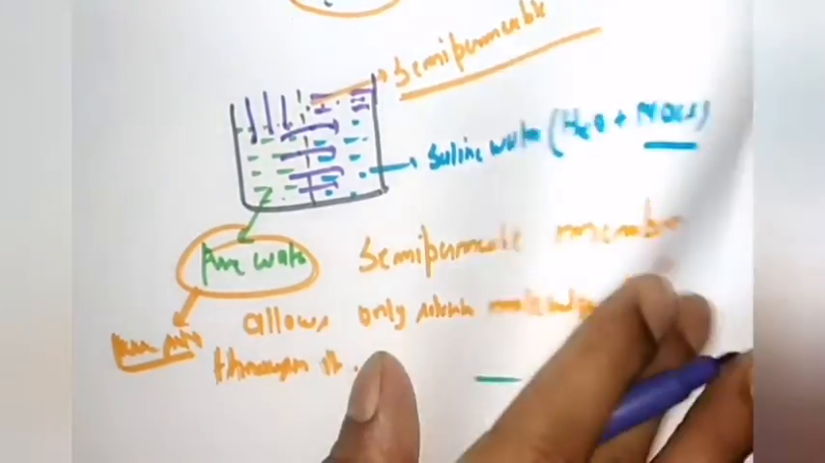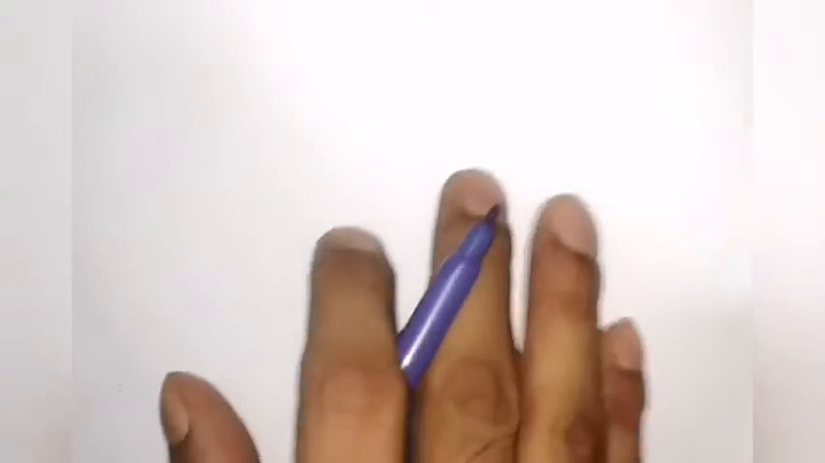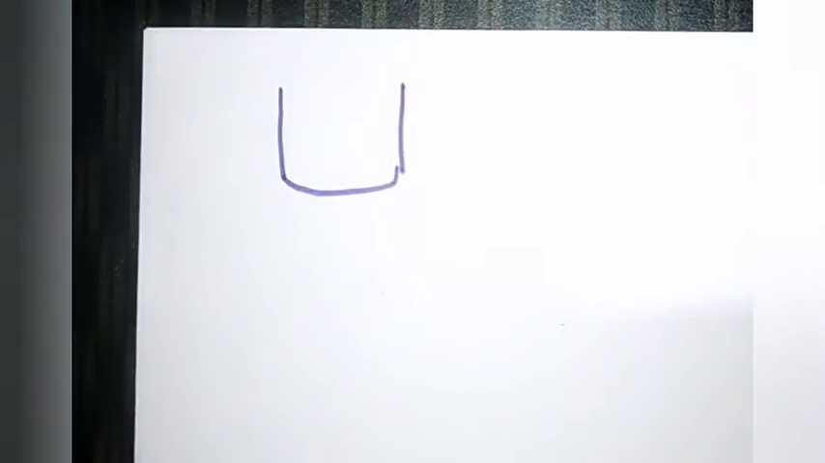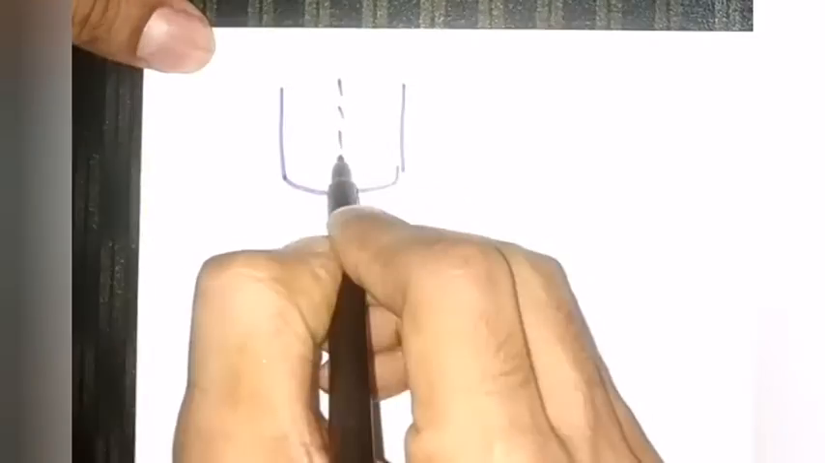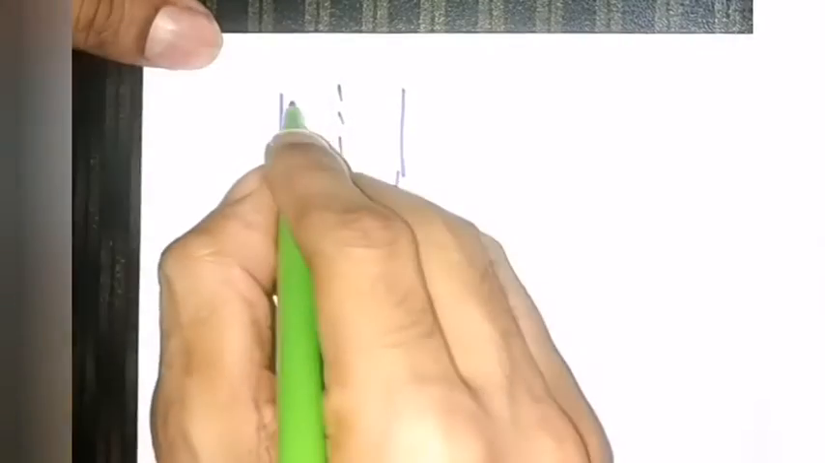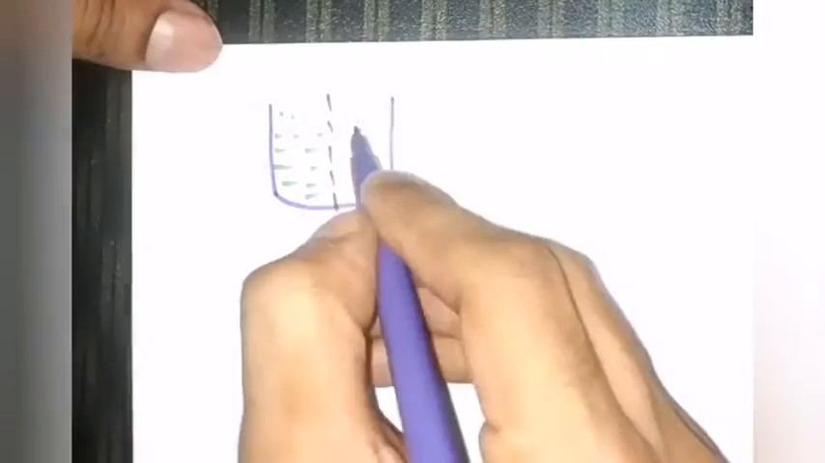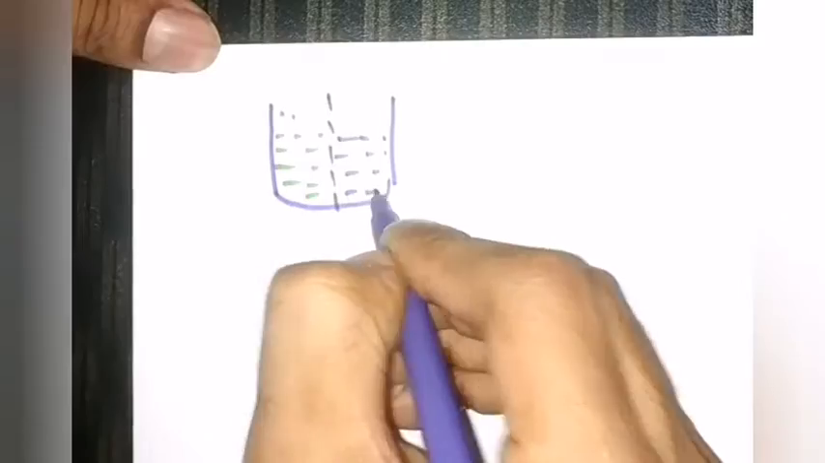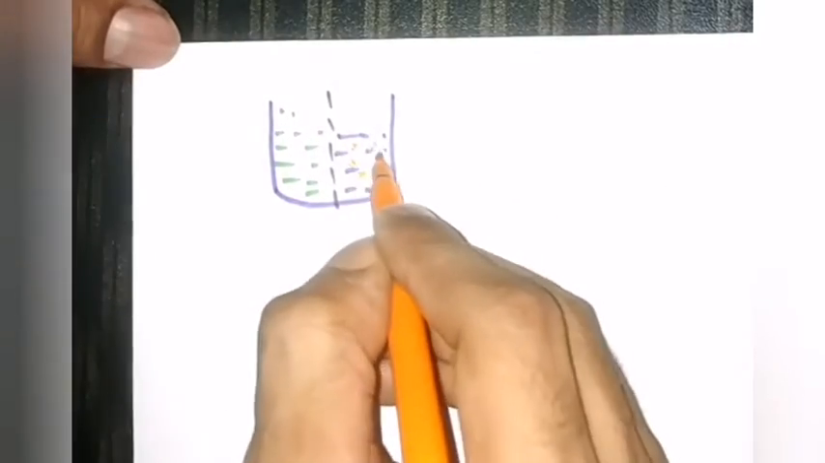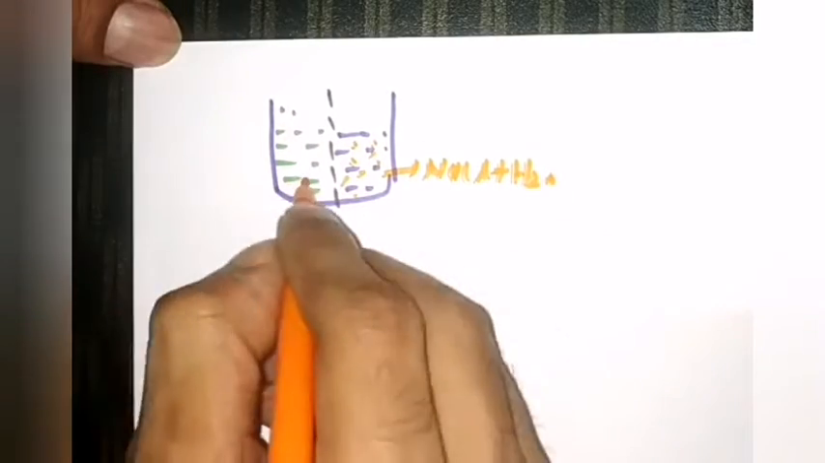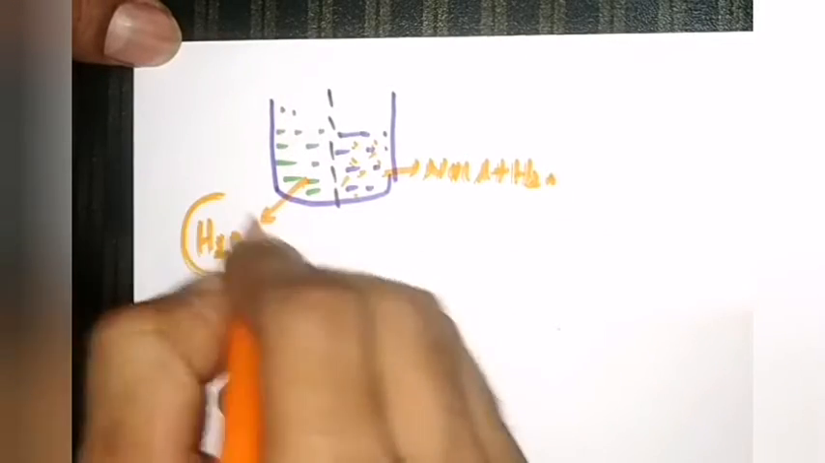So I am just drawing a new figure over here. What used to happen over here? We have already seen. Here is the compartment, here it was a semi-permeable membrane, here it was pure water, and here it was saline water, in which a little amount of NaCl was there, NaCl plus H2O. Here it was pure water, that is pure solvent.